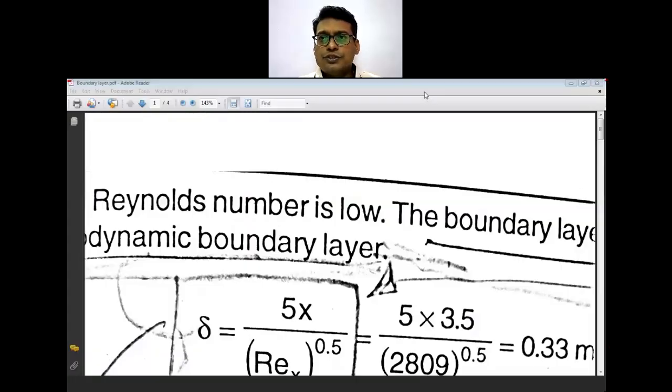Dear students, I welcome you to today's class related to boundary layer conditions and their numericals. Yesterday we saw the hydrodynamic boundary layer and the thermal boundary layer. Today we will be solving some numericals associated with that.